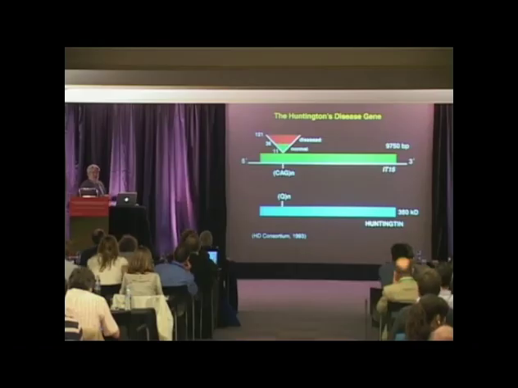in the normal population. So in this room, we may have anywhere between 4 and 35 CAG repeats.